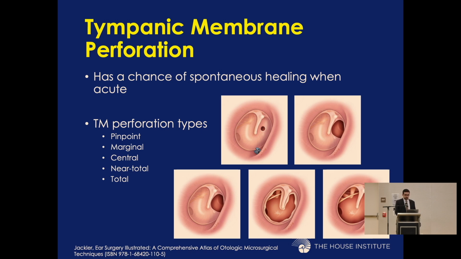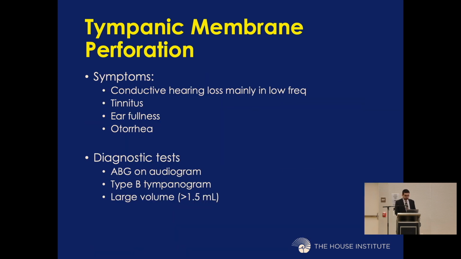Then you can have marginal perforations, and it's usually defined by a perforation that touches on the annulus. They can be central, which wouldn't touch the annulus. They can be near total, meaning when you look in there, you only see a very thin rim of tympanic membrane right around the malleus, and also they can be total perforations.